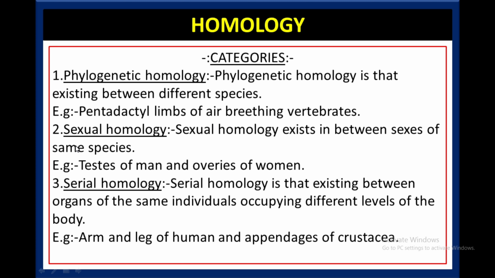If we talk about sexual homology, it exists between the sexes of the same species, like the testes of man and the ovaries of woman. Okay friends, and now serial homology is that existing between organs of the same individual occupying different levels of the body. Examples are the arm and leg of a human and the appendages of crustacea.